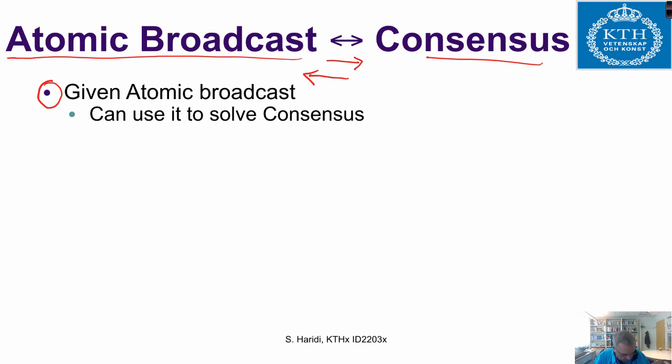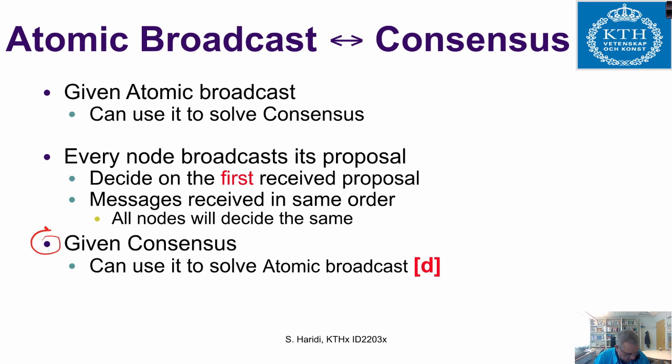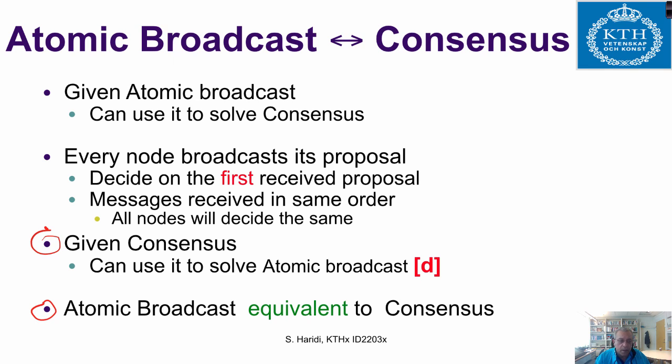So let us see the first one: given an atomic broadcast implementation, we see how we can solve consensus. This is done in a simple way. Basically, every node broadcasts its proposal. Because we have an atomic broadcast abstraction, it is going to order the proposals, and therefore every node then just decides on the first received proposal. Messages will be received in the same order and all nodes decide the same. So that is consensus, given an implementation of atomic broadcast. The converse, which is given a consensus how we implement atomic broadcast, we are going to see in the course. But in summary, atomic broadcast and consensus are equivalent.